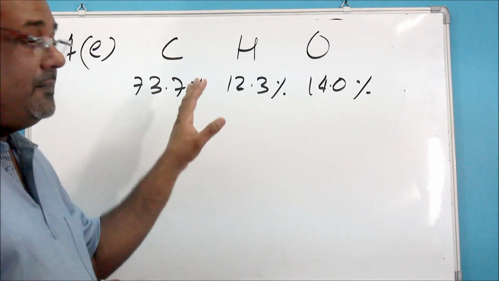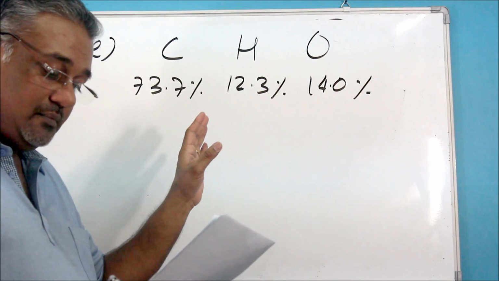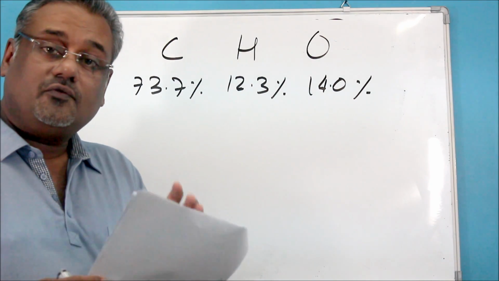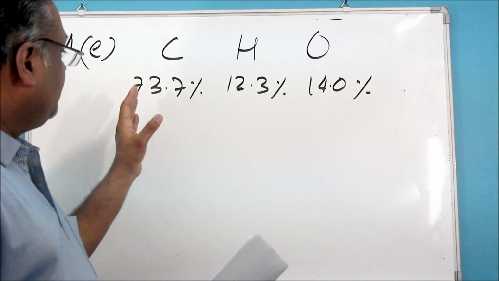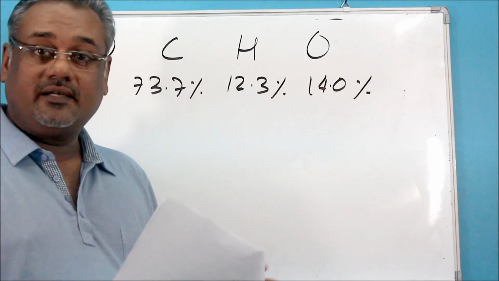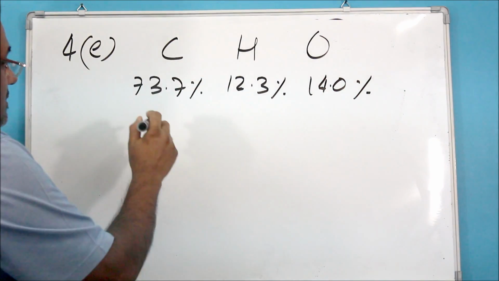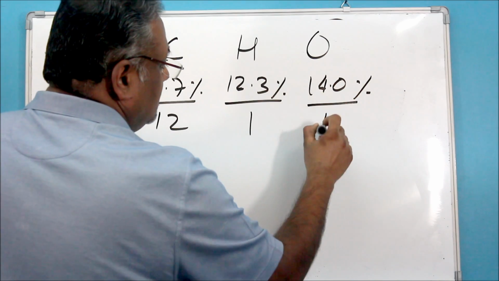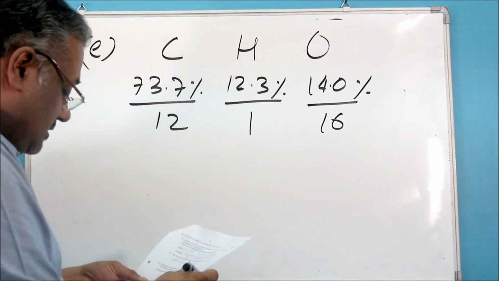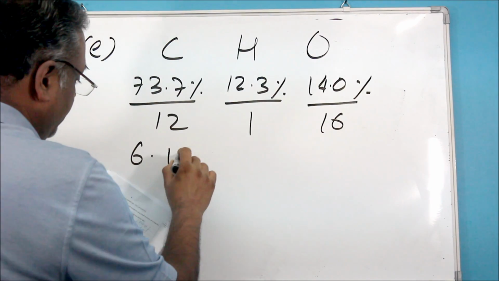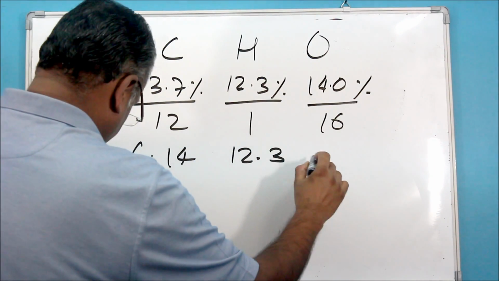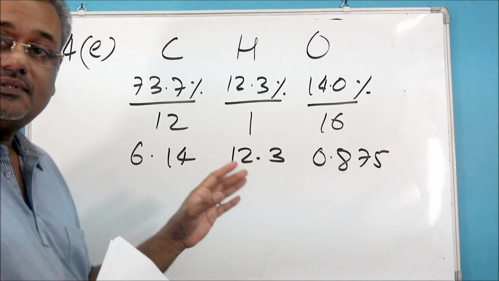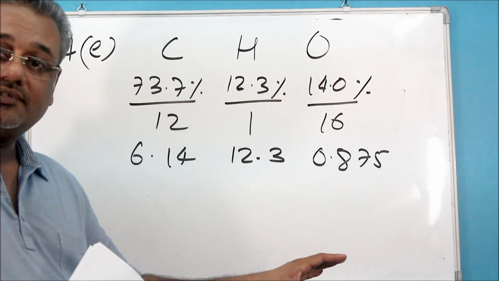For question 4E part, the question has given you some percentage composition of the compound, and it asks you to find the empirical formula. Now, to find the empirical formula, the concept is, if they give you percentages, you need to divide this by the respective Ar, which means you divide the percentage of carbon by the Ar of carbon, by the Ar of hydrogen, and by the Ar of oxygen, and then you get answers. You get 6.14, 12.3, and 0.875.